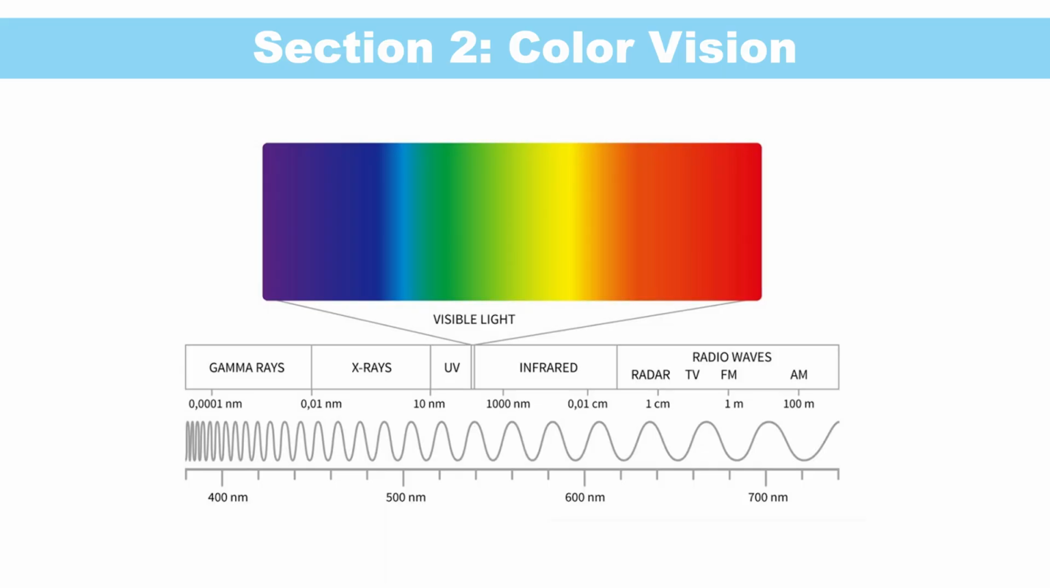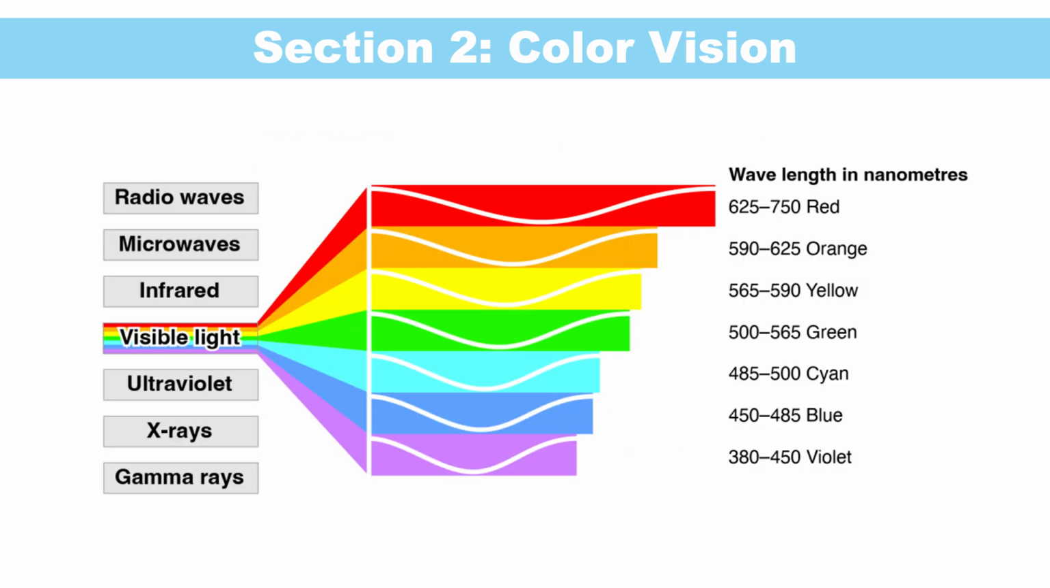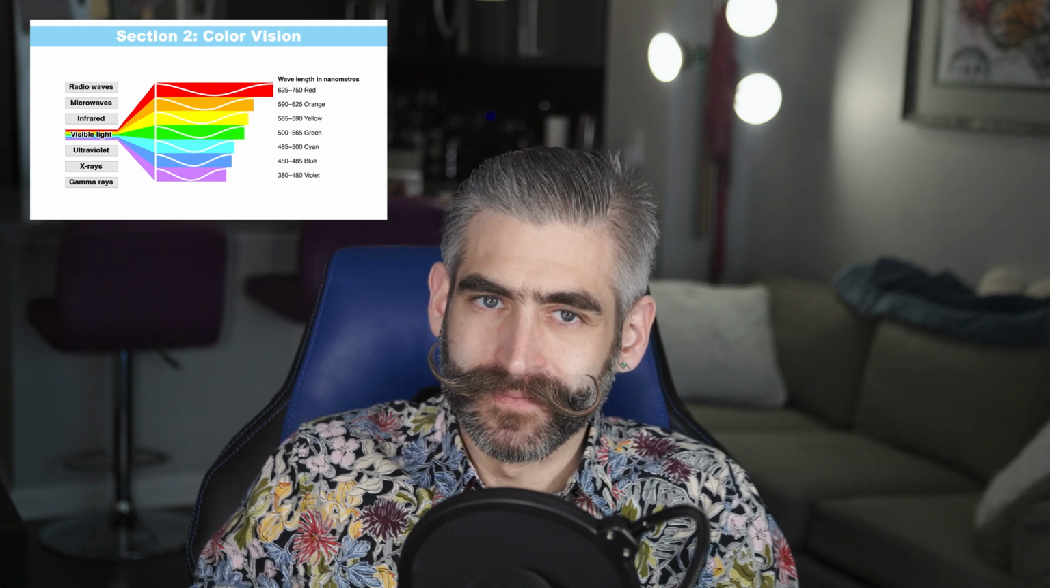Light is made up of electromagnetic waves. These waves come in different wavelengths, and your eyes are sensitive to just a small slice of this spectrum. That's the part that we call visible light. Short wavelengths create blue and violet colors. Medium wavelengths give us green, and long wavelengths produce red. But here's the kicker. These wavelengths are just data. It's your brain that interprets them as color.